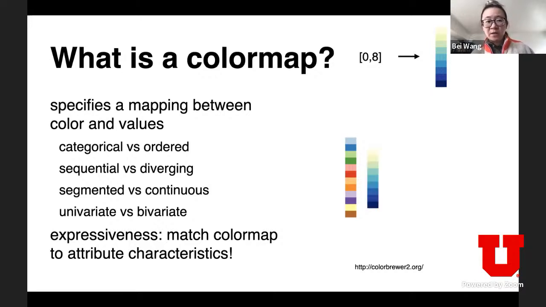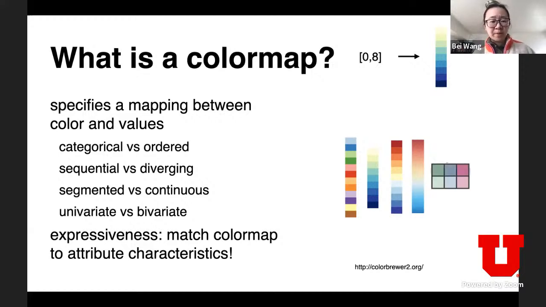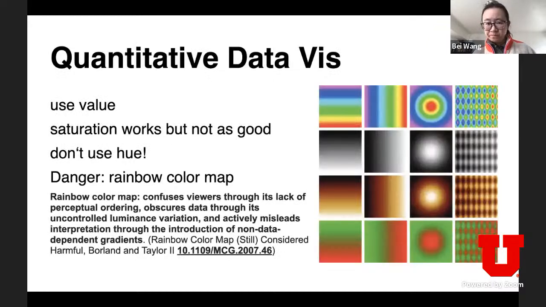The other type of color map is what's called a sequential color map. And then there's also what's called a divergent color map. So this is sequential, and this is a divergent color map. You can also discretize it versus using a continuous color hue. The idea to increase the expressiveness of color is to map the color map to the different attributes of your data.